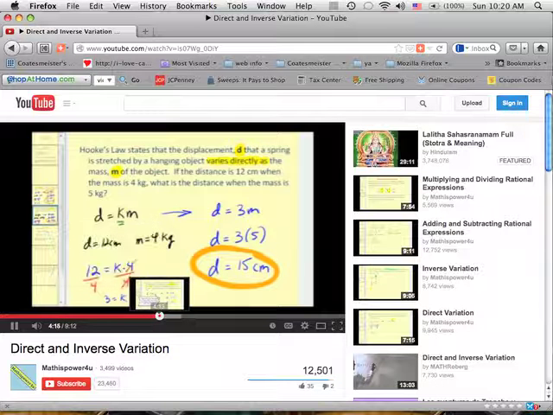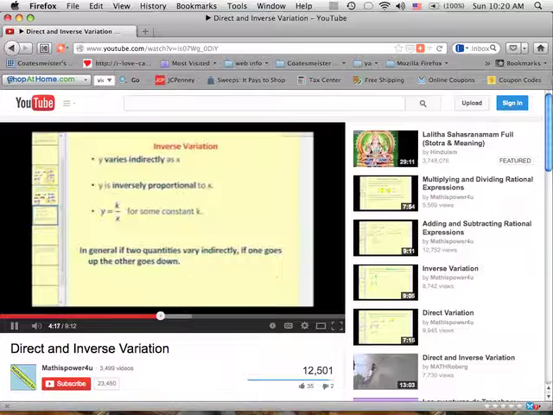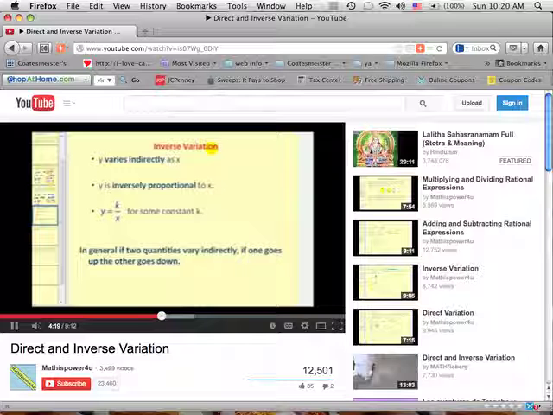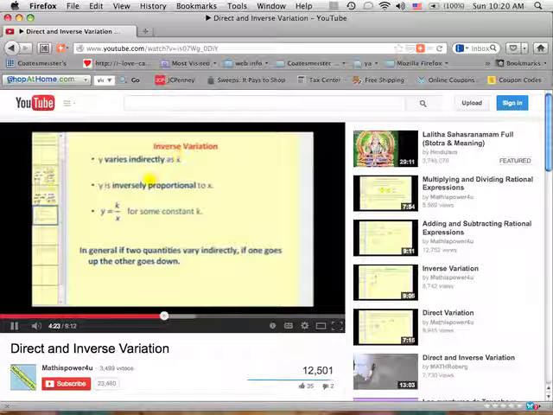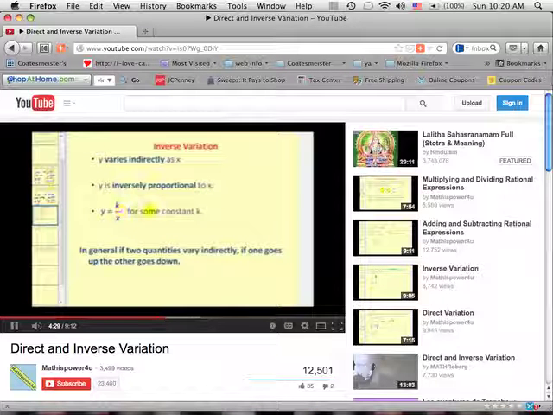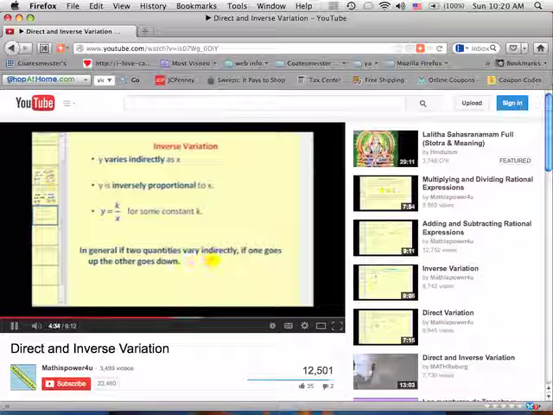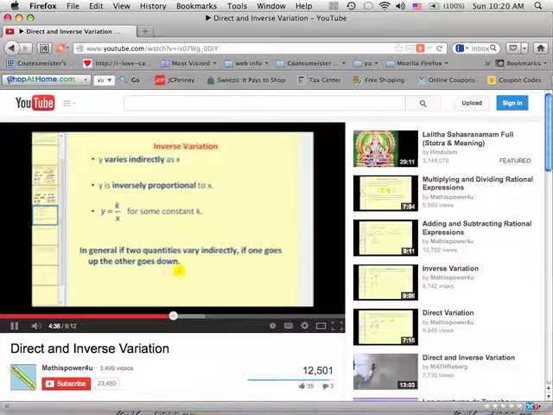Okay, let's talk about indirect or inverse variation now. The following are equivalent for inverse variation. We can state that y varies indirectly as x, or y is inversely proportional to x, or y equals k divided by x for some constant k. And in general, if two quantities vary indirectly, if one goes up, the other goes down, and vice versa.